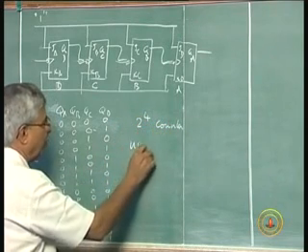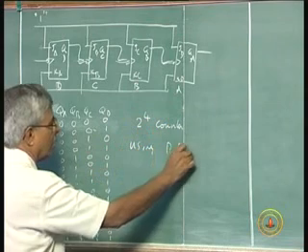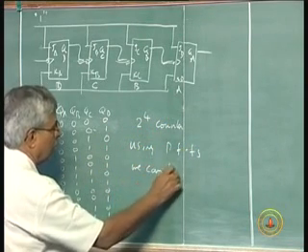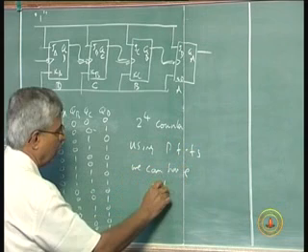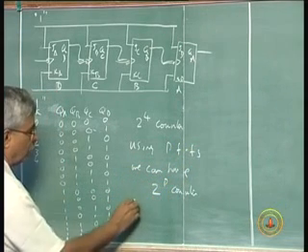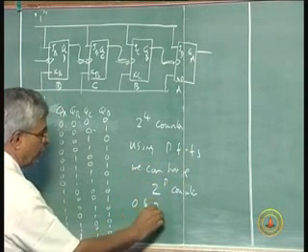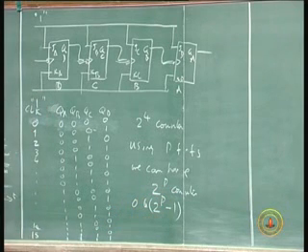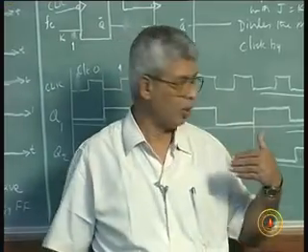Using P flip-flops, we can have a 2 power P counter. When you say 2 power P counter, it counts from 0 to 2 power P minus 1. 2 power P is 1 to 2 power P, but we also have to start with 0.